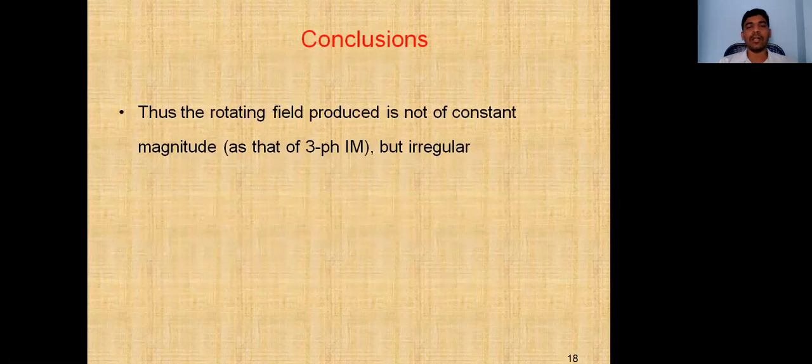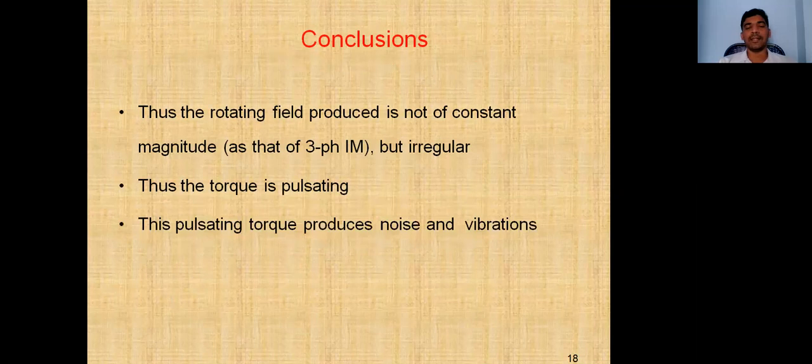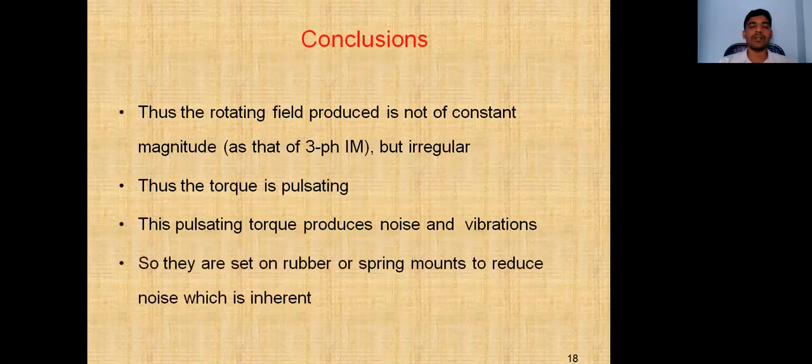Thus, the rotating field produced is not of constant magnitude but irregular. Thus, the torque is pulsating. The pulsating torque produces noise and vibrations, so they are set on rubber or spring mounts to reduce the noise, which is inherent.